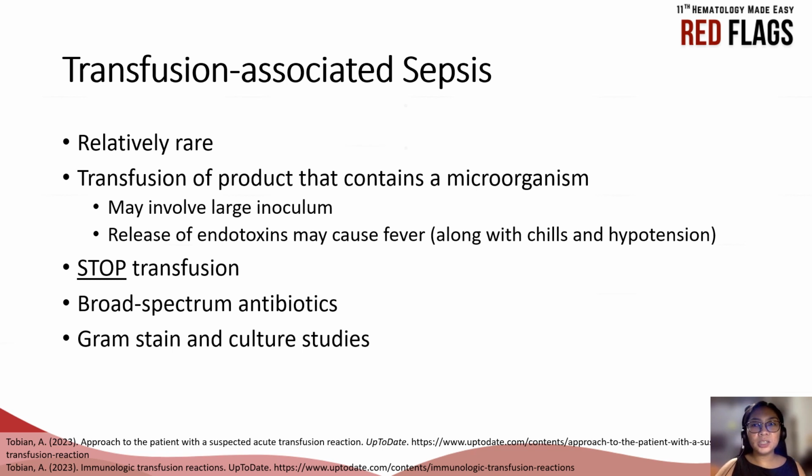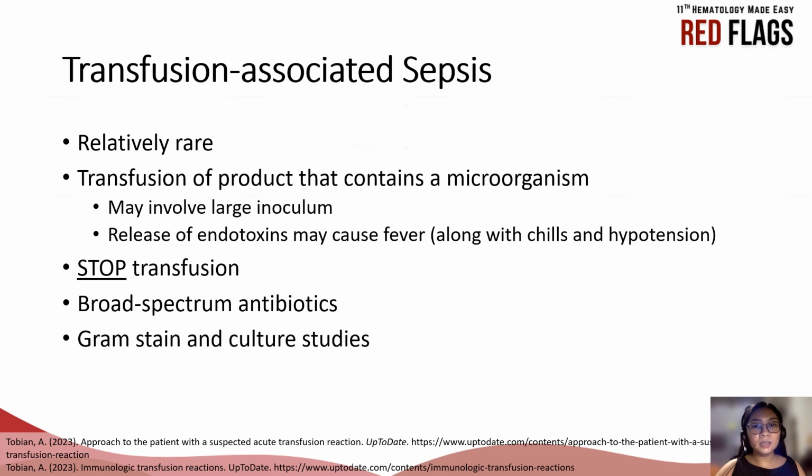Transfusion-associated sepsis or transfusion-related sepsis is caused by transfusion of a product that contains a microorganism. Unlike sepsis from an underlying localized infection, transfusion-associated sepsis may involve a large intravenous inoculum, which in the case of gram-negative organisms could include an infusion of endotoxin, leading to high fever. Initial findings may include fever, chills, and hypotension. Transfusion should be stopped, and treatment includes broad-spectrum antibiotics and hemodynamic support.